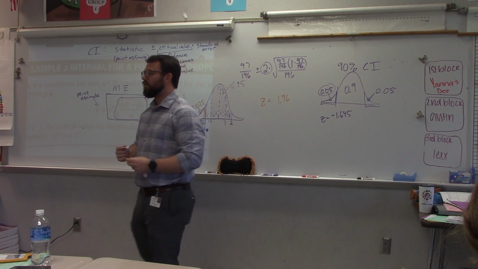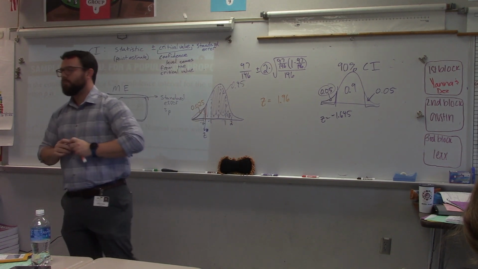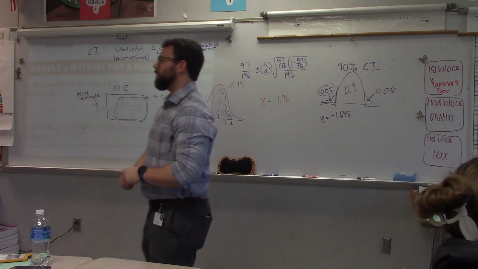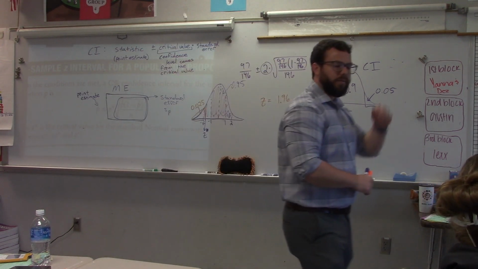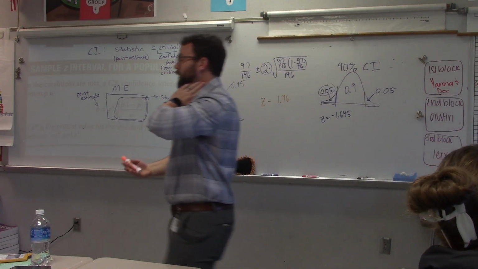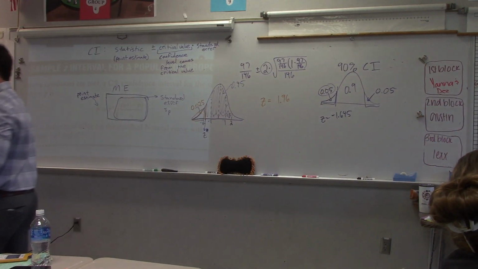I now want you to find the critical value for 99%. So I need you to find your critical value. By the way, if I'm doing critical values, I'm still going to draw my normal distribution. It's going to help me identify these pieces.